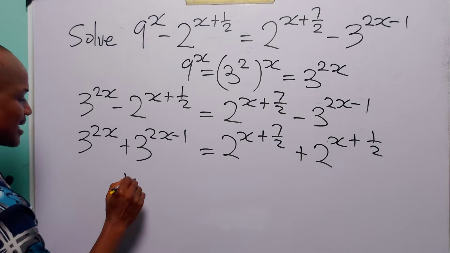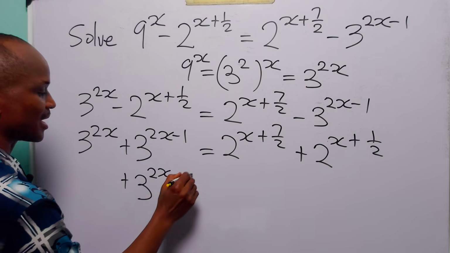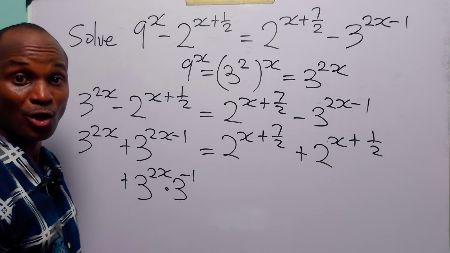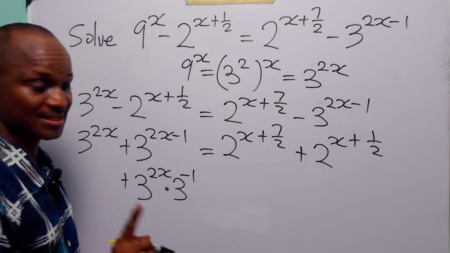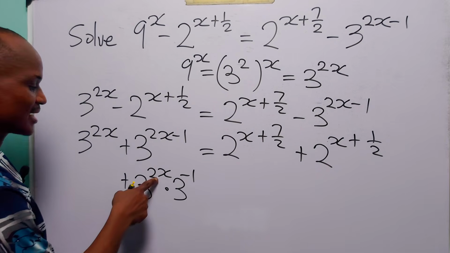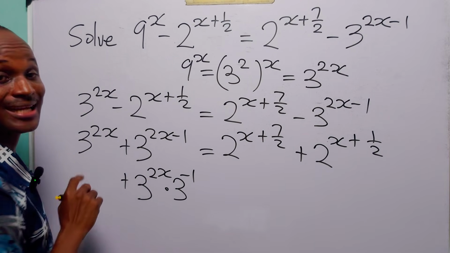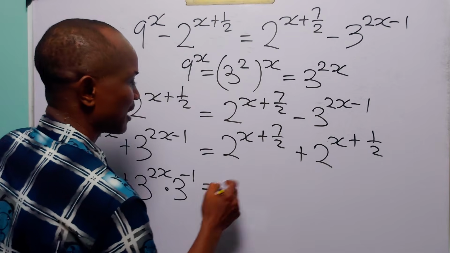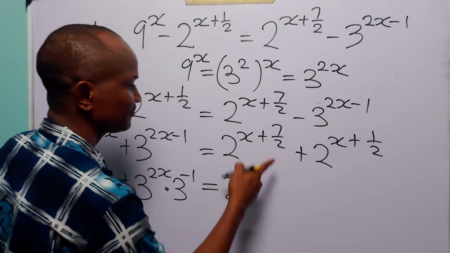We can write this as 3 to the power 2x multiplied by 3 to the power minus 1, because from our laws of indices, when we multiply two numbers with the same base, all we have to do is to add their exponents. And you know that this is going to give us 2x minus 1, which is exactly what we have here.